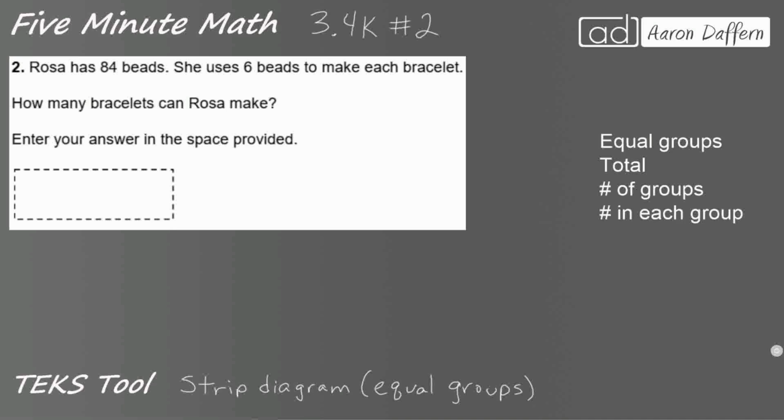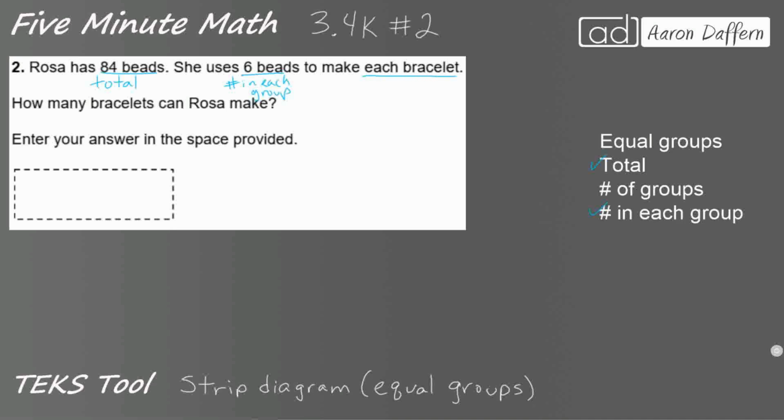So we have a very simple setup here. Rosa has 84 beads. So if that's the number of beads that she has, then we have a total. She uses 6 beads to make each bracelet. All right, this one sentence gives us two different things. So the number of beads, that's going to be the number in each group. And then to make each bracelet.